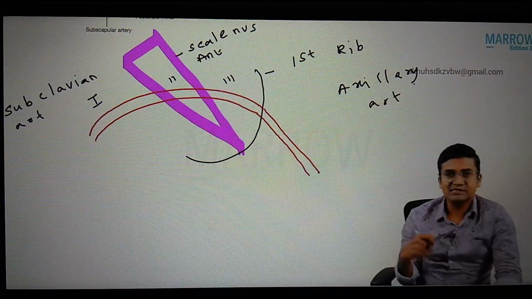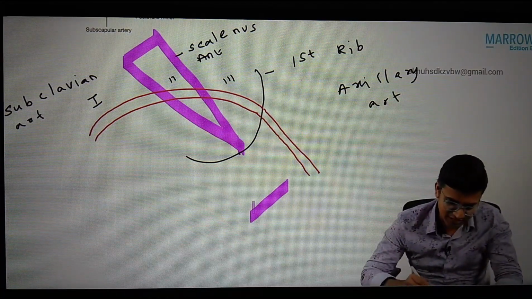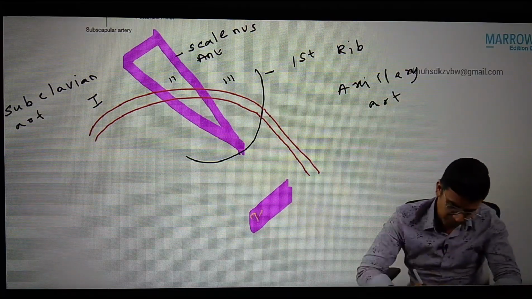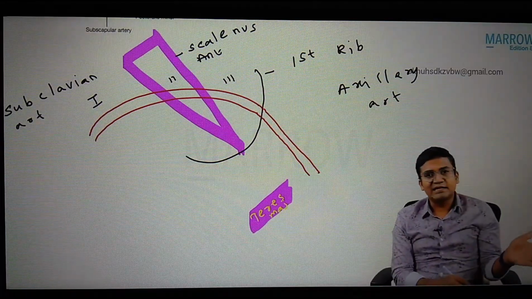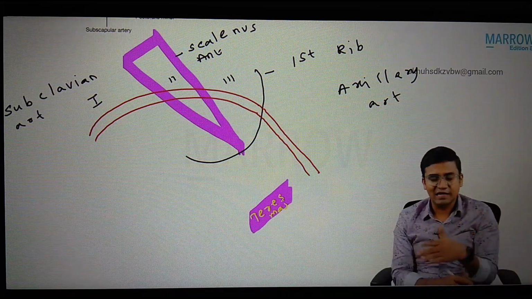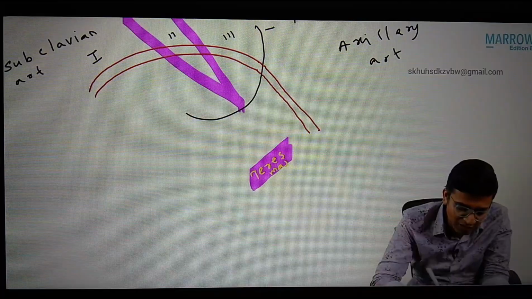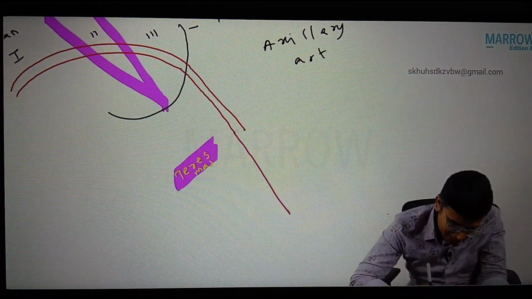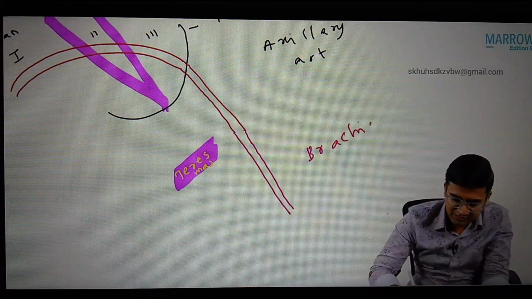The axillary artery extends up to the lower border of the teres major muscle. The teres major muscle is here. So the subclavian artery extends up to the outer border of the first rib. Now from the outer border of the first rib, the axillary artery extends up to the lower border of teres major. At the lower border of teres major muscle, the axillary artery in turn continues as the brachial artery. So this is our brachial artery.